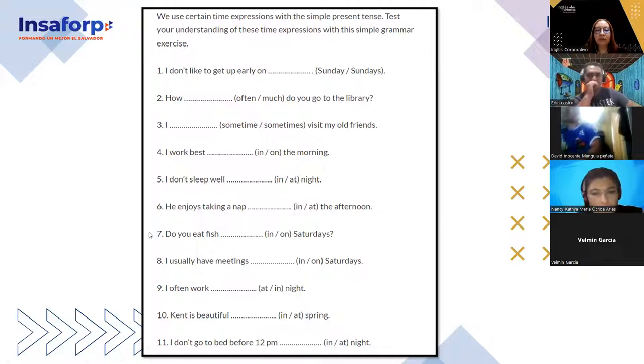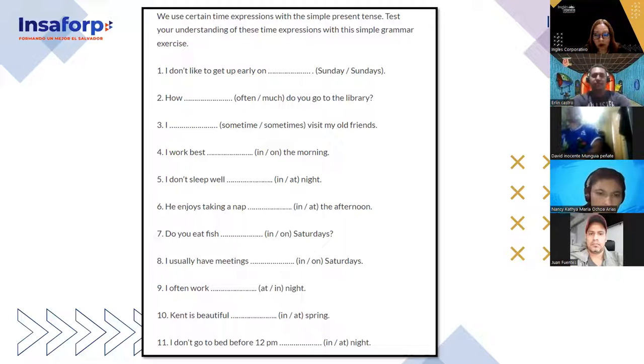In the afternoon. Number 7. Do you eat fish? On Saturdays. Correct. Number 8, I usually have meetings. On Saturdays. Exactly. I usually have meetings on Saturdays. Okay. I often work. At night. Perfect. At night. Number 10, Kent is beautiful.